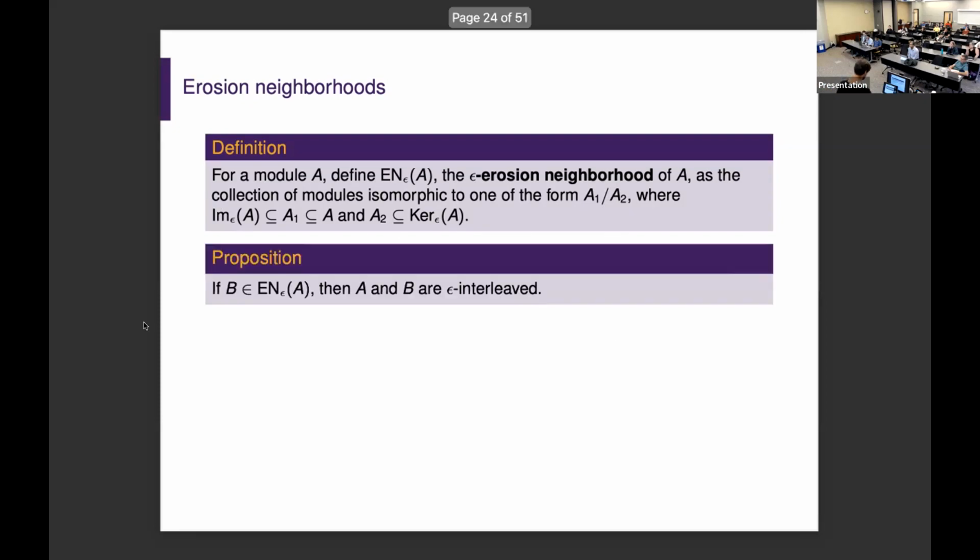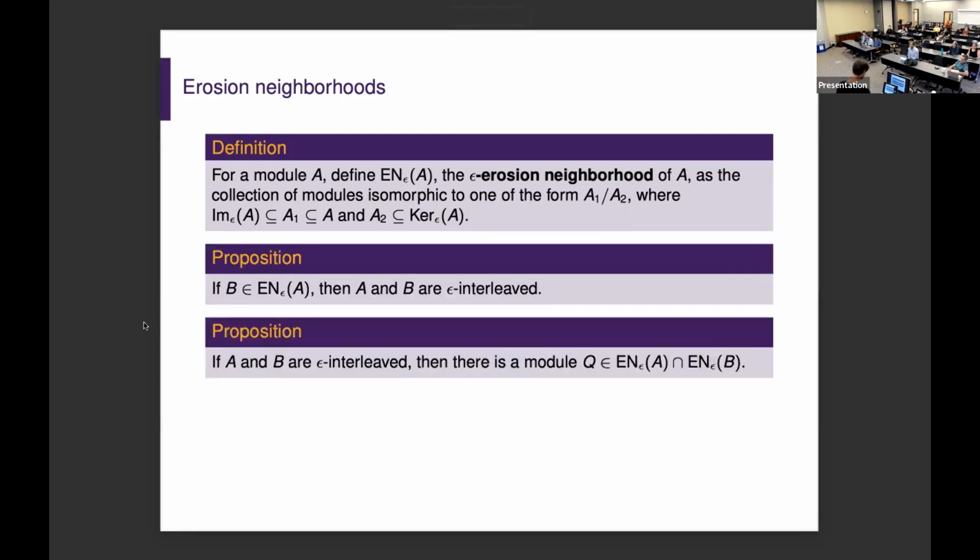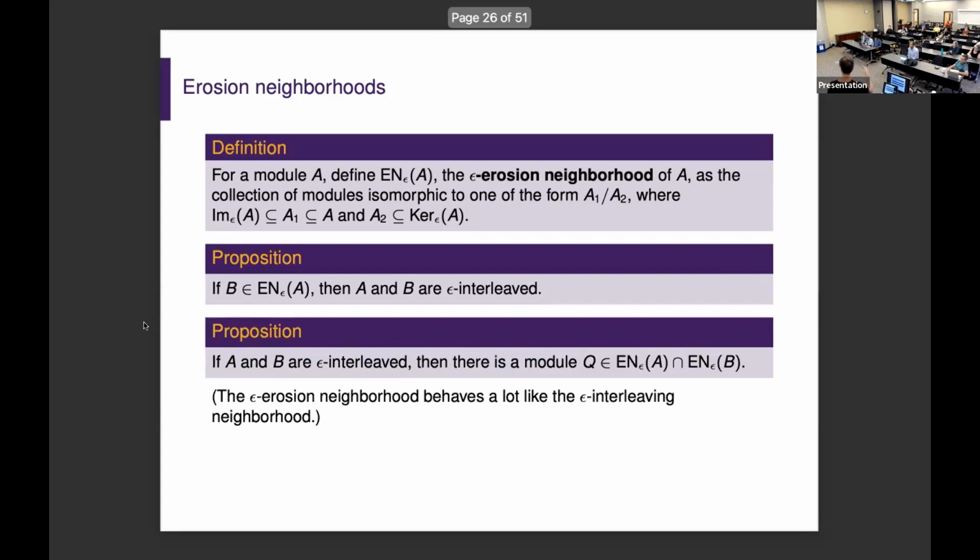And then I've got a couple of propositions here that I'm just going to skip through. The moral is that this epsilon erosion neighborhood behaves a lot like the epsilon interleaving neighborhood. And actually in the following, I could have chosen to work with the epsilon interleaving neighborhood instead of the erosion neighborhood. There are some reasons why I prefer the erosion neighborhood, but since I don't have a ton of time, I'm just going to skip that for now.